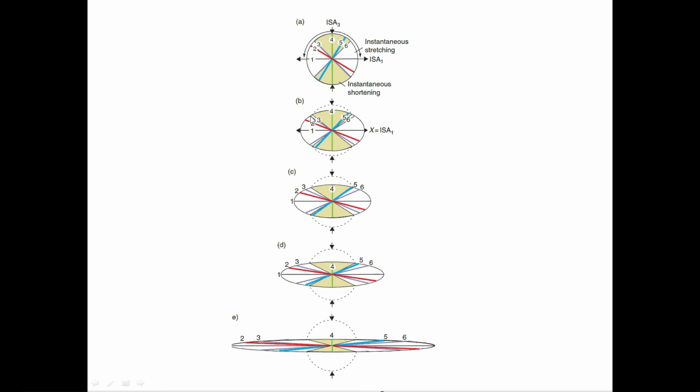So here we can see, as the strain is being accumulated, there will be no rotation of these lines 4 and 1. As you can see, there is no rotation of lines 4 and 1, they will remain at their same place. Moreover, there is no rotation of the ellipse also. So this is an example of coaxial deformation.